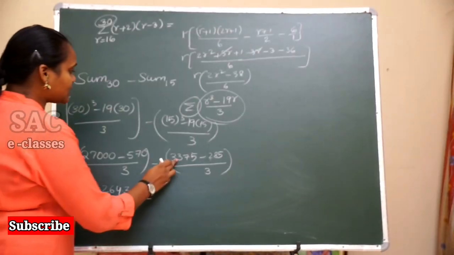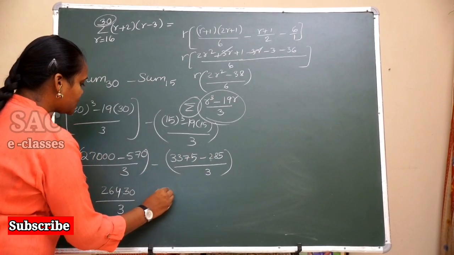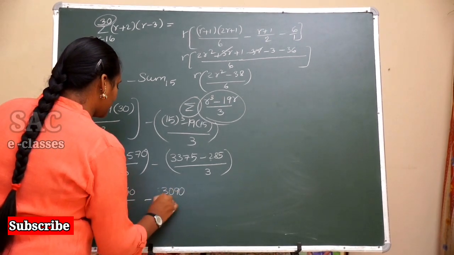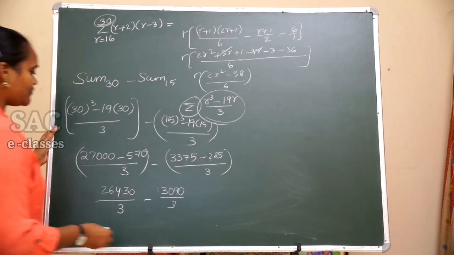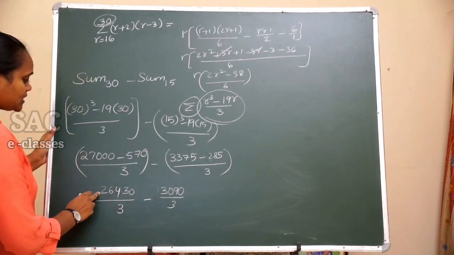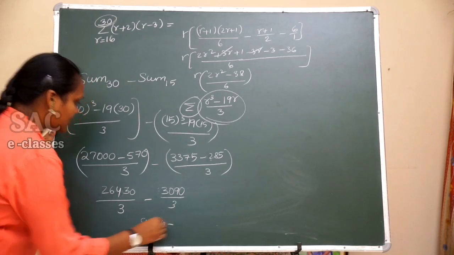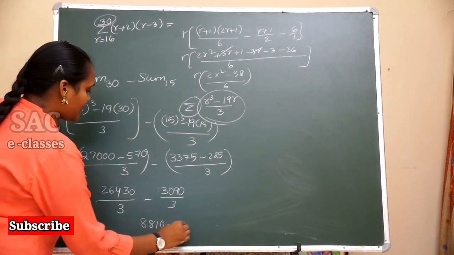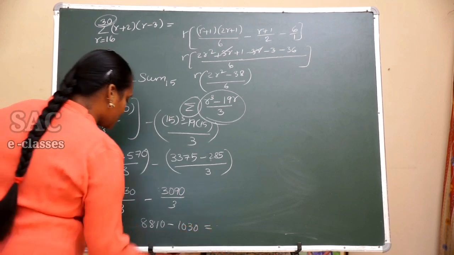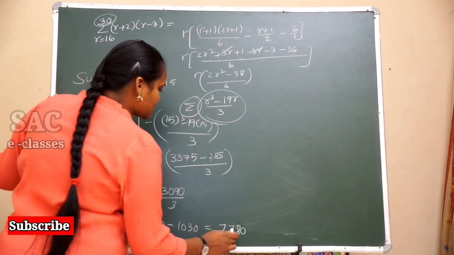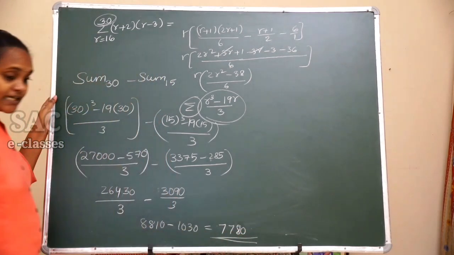3375 minus 285 can be written as 3090 by 3. By simplification, 8,810 minus 3090 by 3 can be written as 1030. 8,810 minus 1030 is equal to 7780. We got the finalized answer.